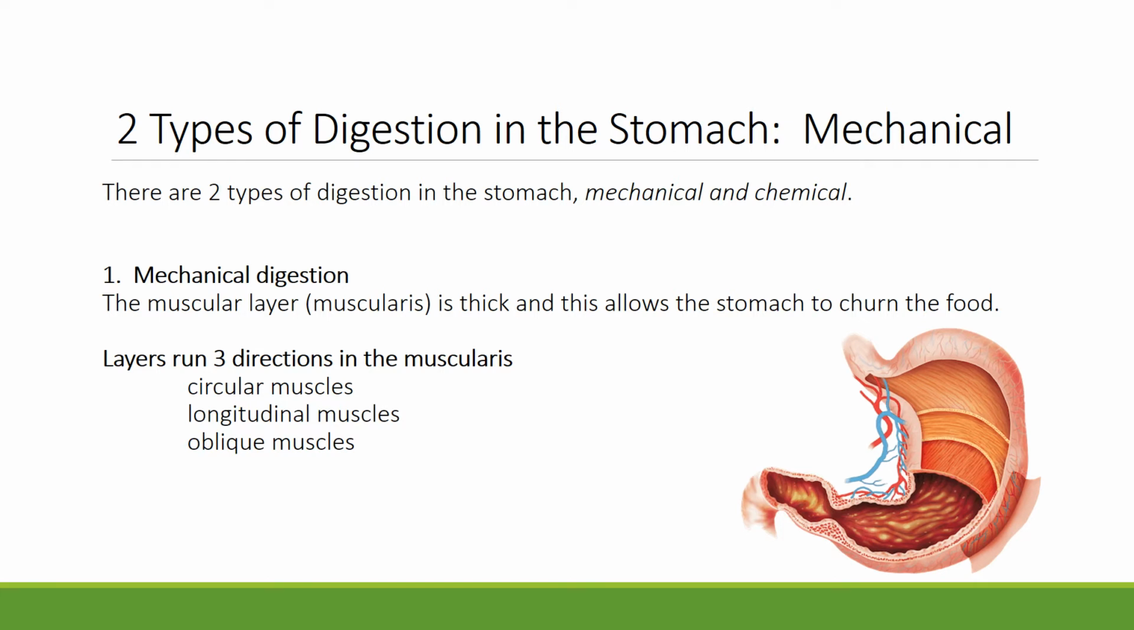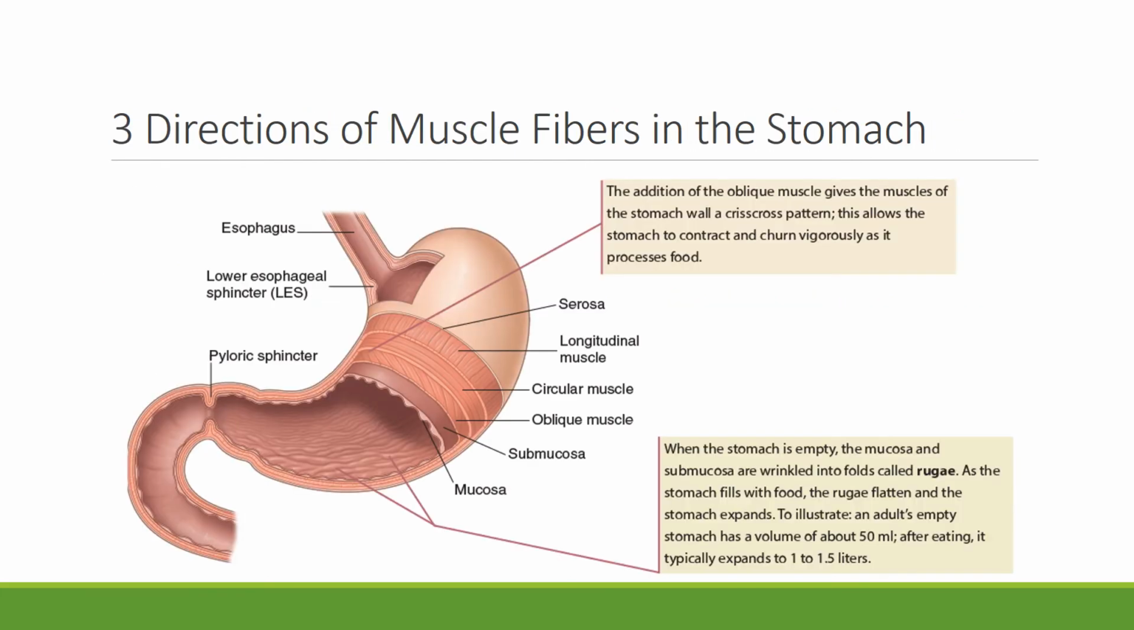There are 3 layers of muscle in the muscularis. They are circular muscles, longitudinal muscles, and oblique muscles. And again, the presence of these 3 different kinds of layers and their crisscrossing allow you to churn your food and do it very efficiently. This diagram shows you the 3 muscular layers: the longitudinal muscles, the circular muscles, and the oblique muscles.